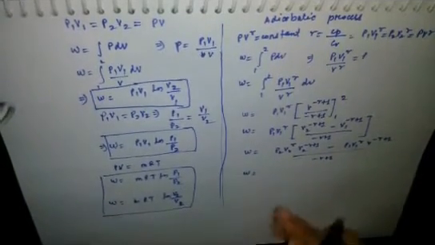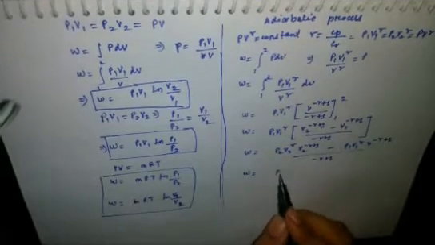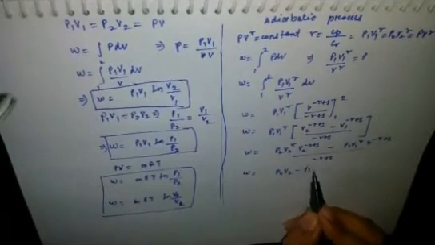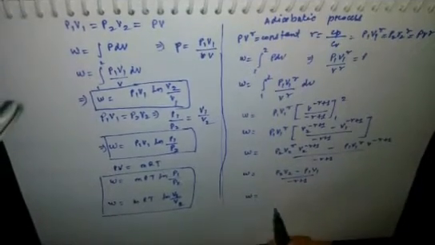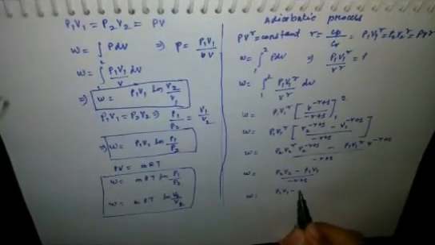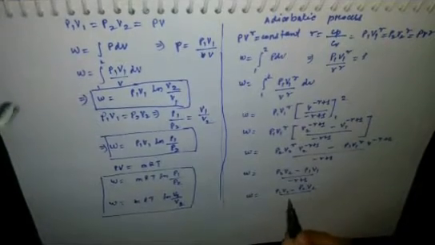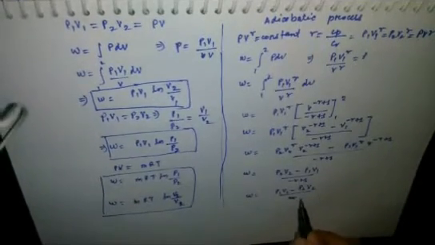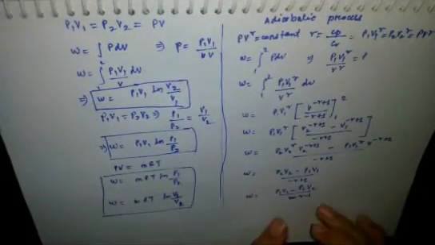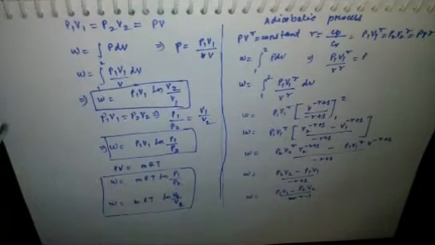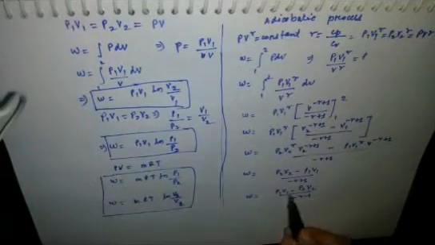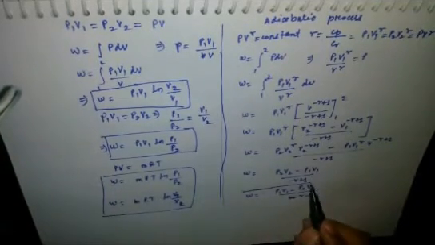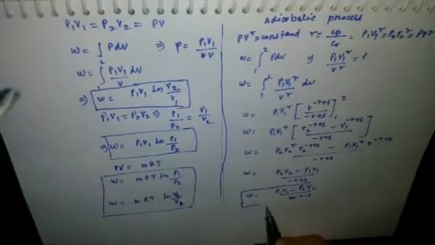So W will be, if we are solving this, we are getting P2 V2 minus P1 V1 upon minus gamma plus 1. So W will be P1 V1 minus P2 V2 upon gamma minus 1. So this is for the adiabatic process. This is the work done for the adiabatic process.